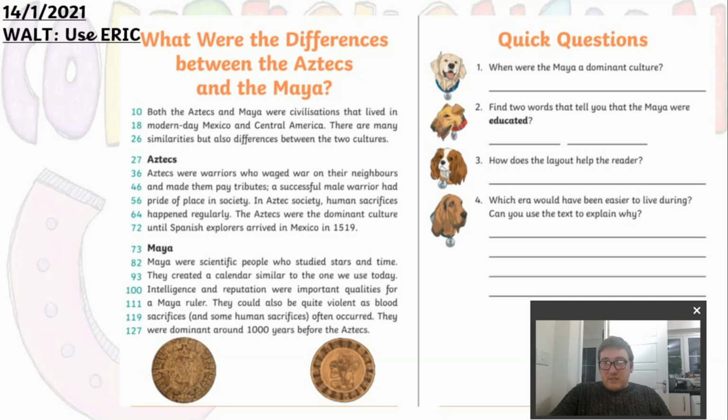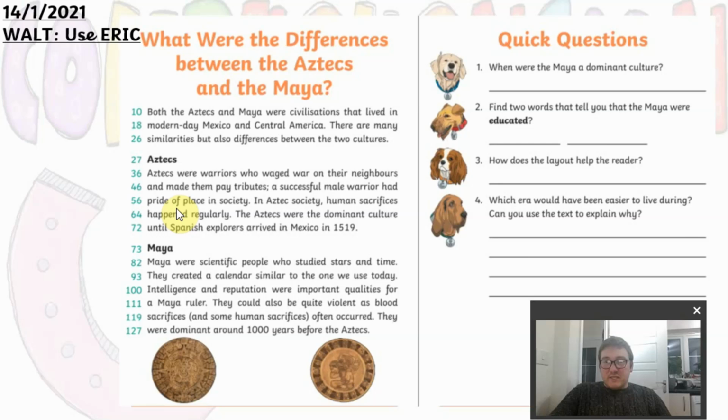We're still going to use the same VIPERS, Eric. We're going to have explain questions, retrieve questions, infer using inference skills, and we'll have choice questions. Now, today we are going to be looking at what were the differences between the Aztecs and the Maya.